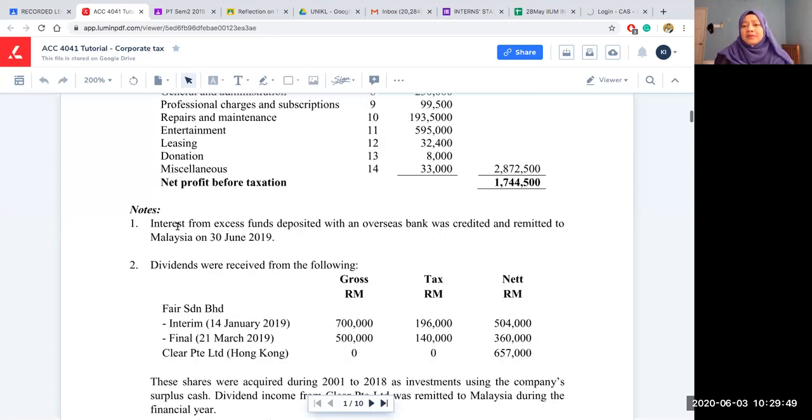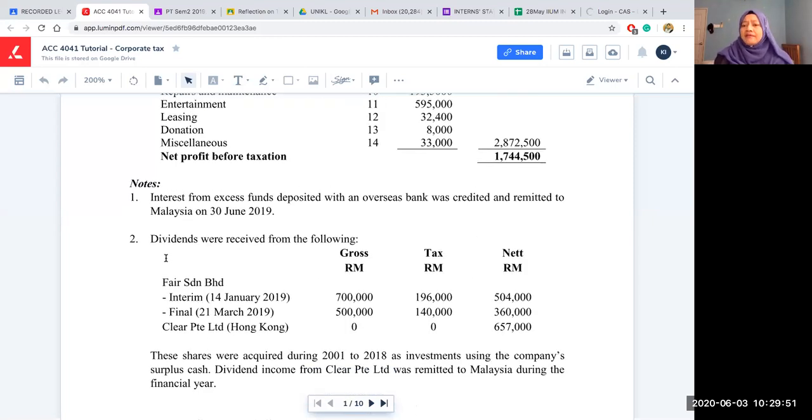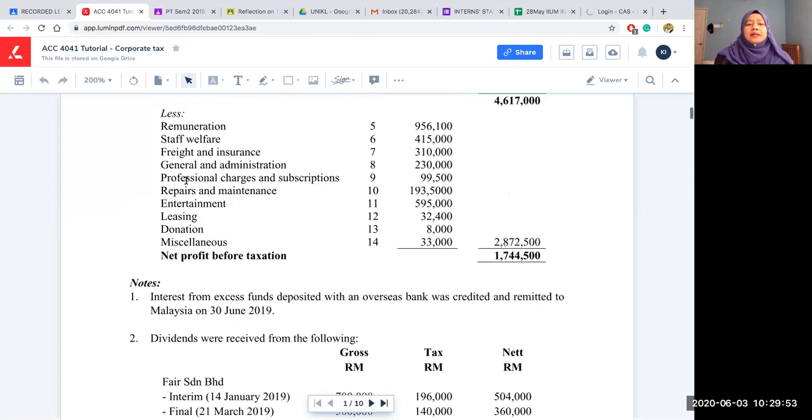Of course, they will give you some information, but not everything is there. For example, maybe general administration here. Say in the profit and loss you have 230,000. You want to know what is under general and administration, because these expenses could be allowable, could be non-allowable, or maybe you can claim double deduction. Similarly for your remuneration, similarly for your staff welfare, all these, you need information from your client.